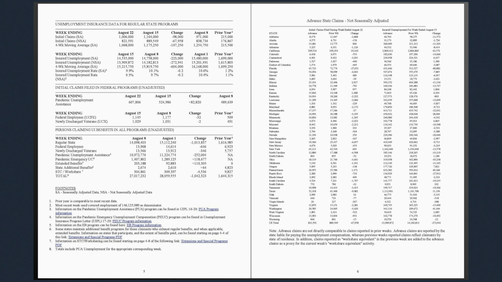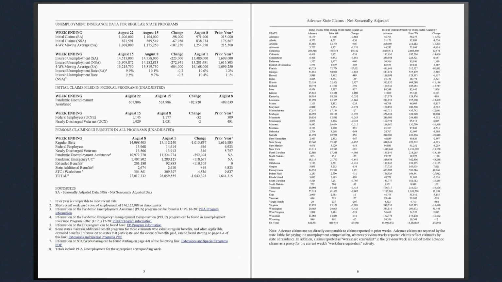Week ending August 15. Insured unemployment seasonally adjusted 14,535,000. Insured unemployment not seasonally adjusted 13,909,872. 4-week moving average seasonally adjusted 15,215,750. Insured unemployment rate seasonally adjusted 9.9%. Insured unemployment rate not seasonally adjusted 9.5%.